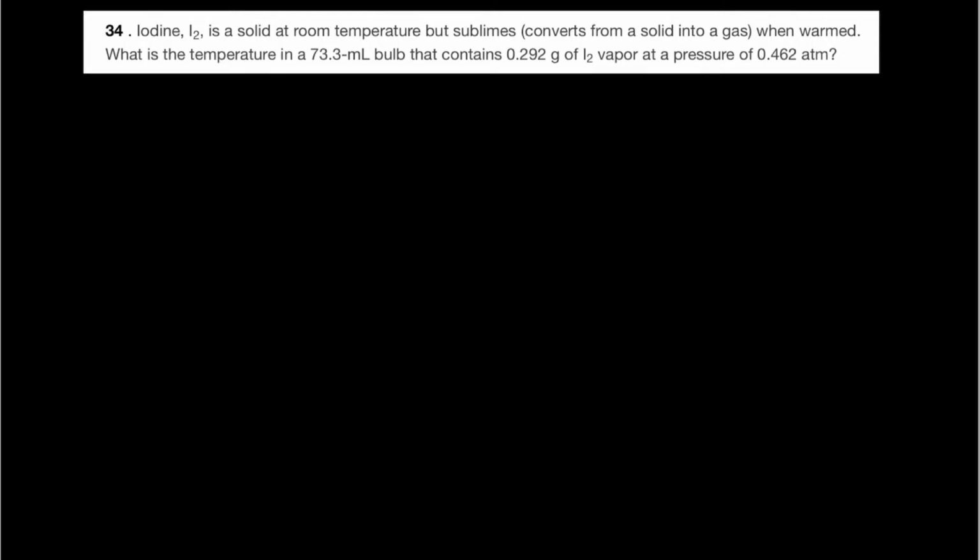What is the temperature? We want to know the temperature in a 73.3 milliliter bulb. So the bulb, that means volume, is 73.3 mL. mL has units of volume. mmHg, that's millimeters of mercury, that's pressure, that's something else. So this is just the volume, and it contains 0.292 grams of iodine. So the mass is 0.292 grams, and I'm going to write the chemical formula after this.